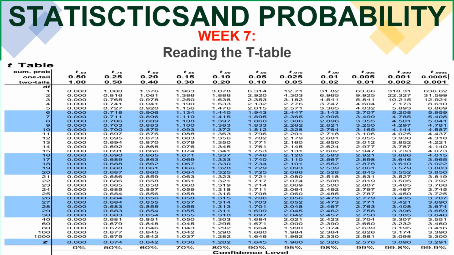So, let us now go to reading the t-table. So, the t-table will help you in finding the correct confidence coefficient to be used in computing the confidence interval. So, unlike z-table, the values at the middle of the t-table are not areas of probability. So, ano sila? They are the t-scores or confidence coefficients. So, sa t-table, tawag dyan is t-scores or confidence coefficients.